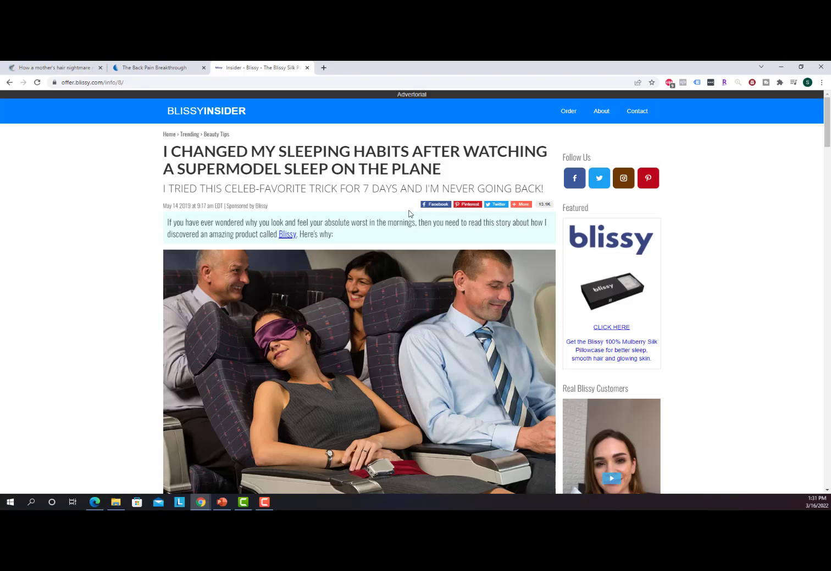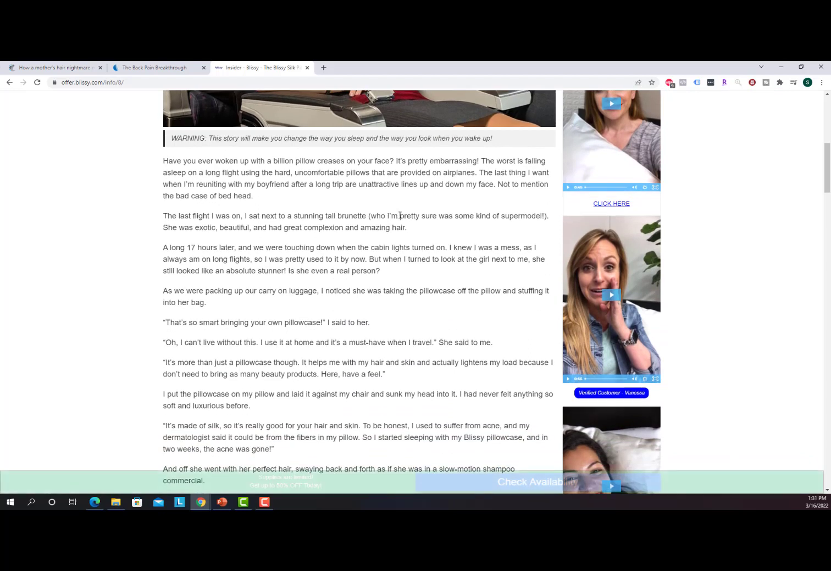It's similar to the piano headline and the Hathaway headline in the sense that it's not directly telling you what's going on, but it's implying certain things just from the structure and the word choice in the headline. Now, if you scroll down, it's very much like the piano lead, where you start right from the beginning of the story. The last flight I was on, I sat next to a stunning tall brunette, who I'm pretty sure was some kind of supermodel. She was exotic, beautiful, and had great complexion, amazing hair.